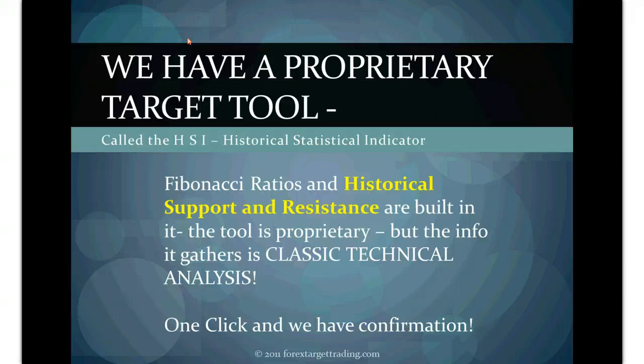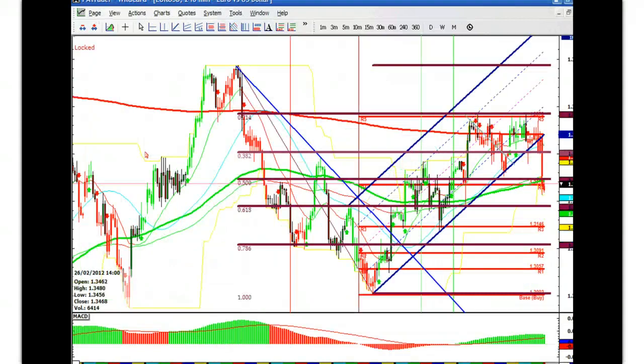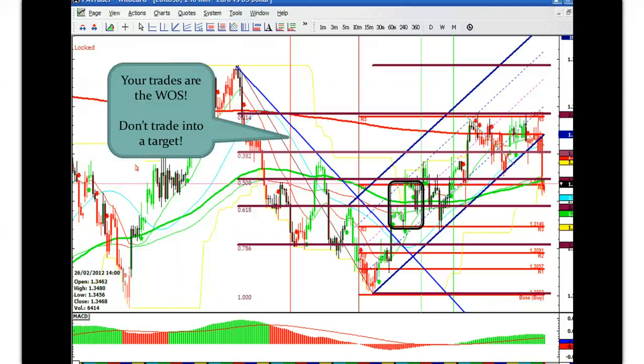So I put them on here, and you can see there's the R3, there's the R4, and there's the R5. Now, in a live trading environment, we would actually put the actual PSRs. I will do that live for you. I'm just trying to get through the PowerPoint so we can absorb the sponge, and then we're going to go live in the charts, and I'm going to prove it to you. We can see right now where the wide open spaces were. There's a wide open space. Now, what happens is they hit the target exactly, and they pulled back.